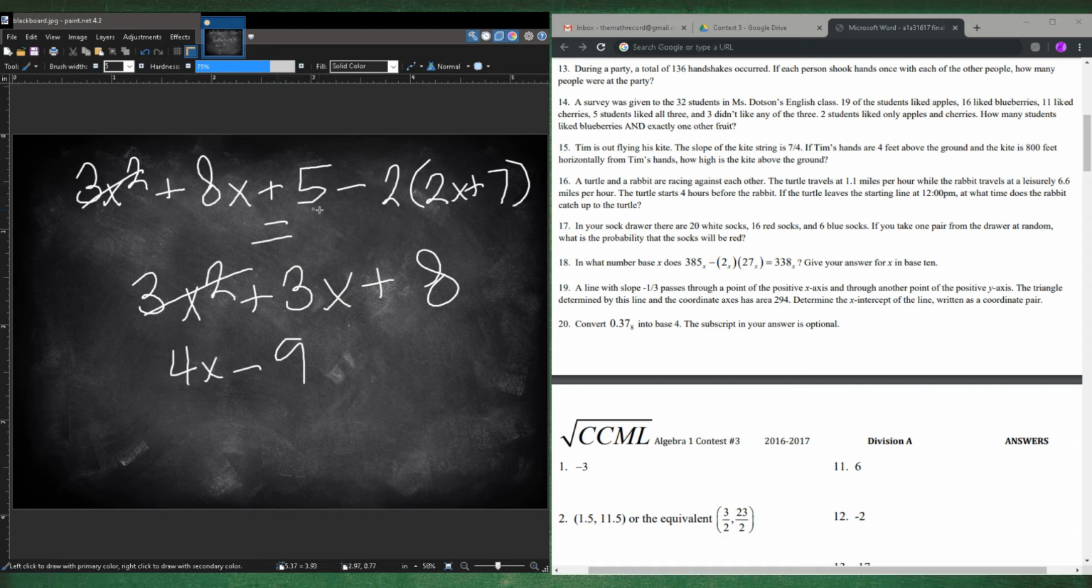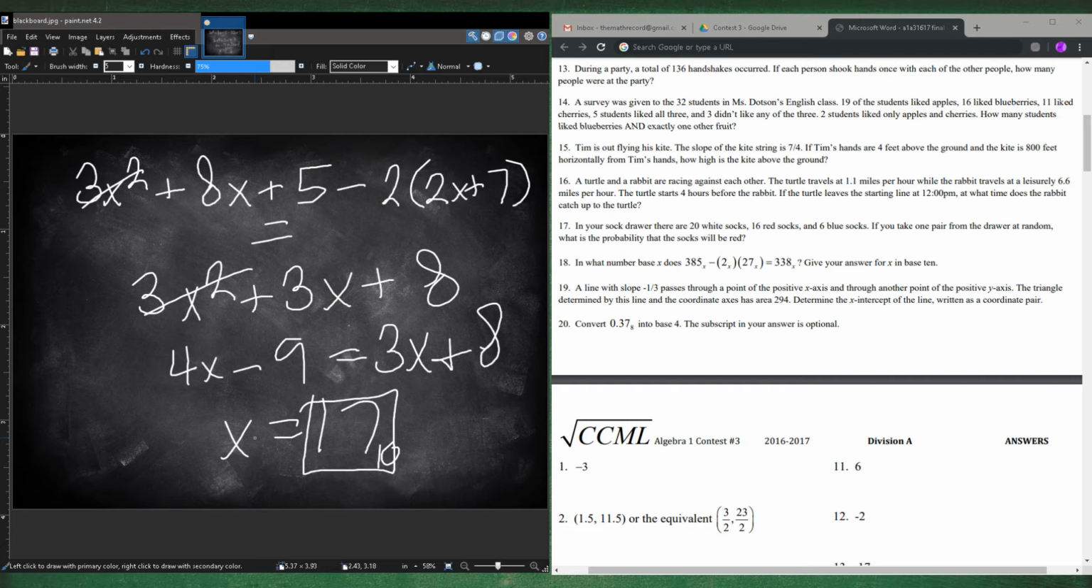And you have equal to 3x plus 8. So move the x to the other side. So x is, move 9 to the other side, add to the 8. So you get 17. So x is equal to 17. So number 18's answer is just base 17, which is in base 10. You could write 17 base 10, but you really don't need to. You just write 17.